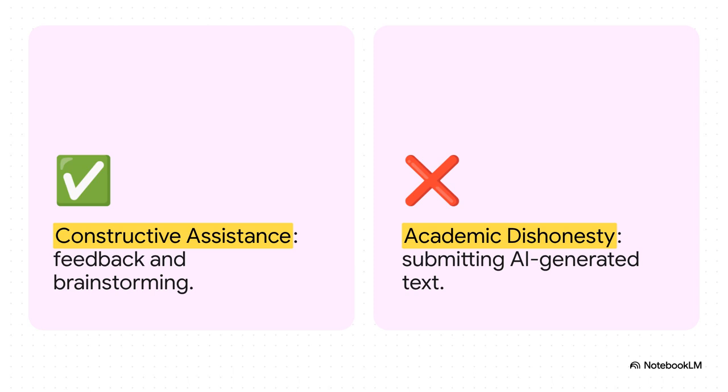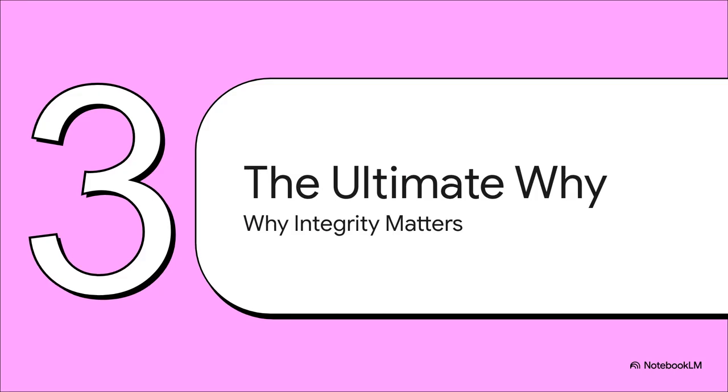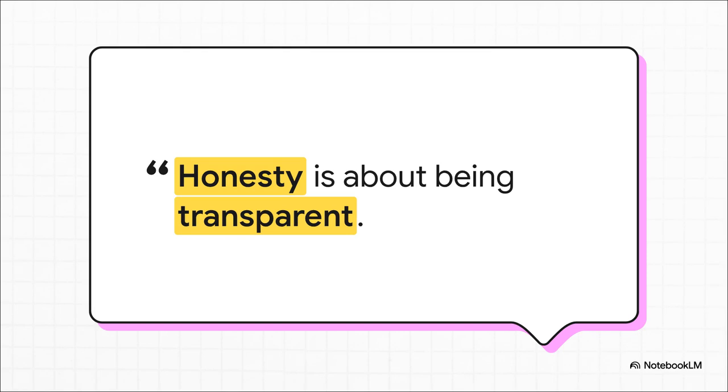But on the flip side, we have academic dishonesty. That's when you completely hand the steering wheel over to the machine and submit its text as your original work. And that is a fundamental, massive breach of the protocol. All of this brings us to a really profound point in Section 3, the ultimate why, focusing on why integrity actually matters in the first place. It really just boils down to this one idea.